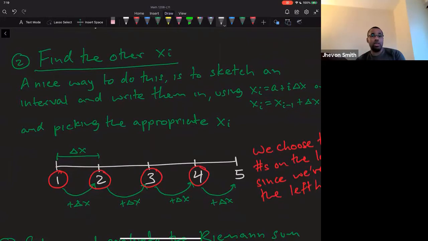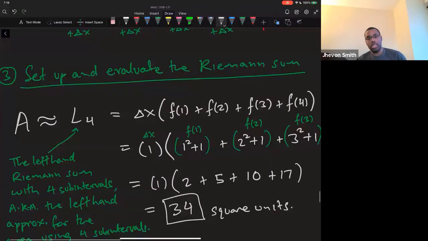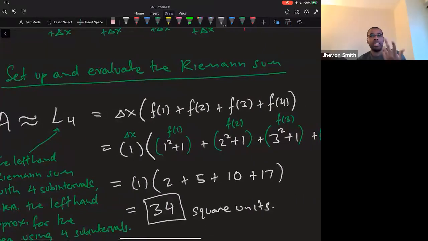Then you're going to pick the right numbers that you want. With the left-hand rule, you pick the ones on the left. So you're going to start with x0, go all the way up to everyone except the last one. Leave off the last one, but pick everyone else. Then you're just going to plug that into the formula, because these are all a bunch of length times heights of the rectangles. You add those up, and that's basically it.